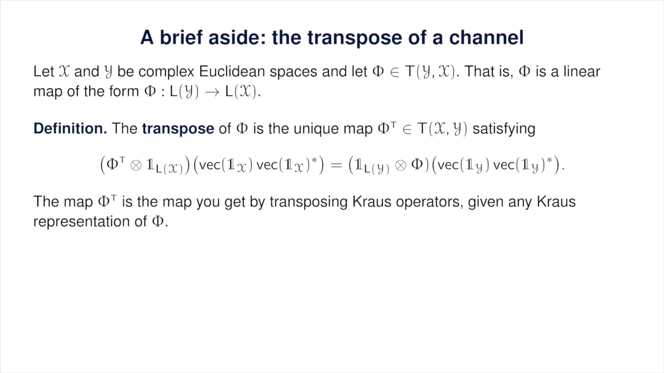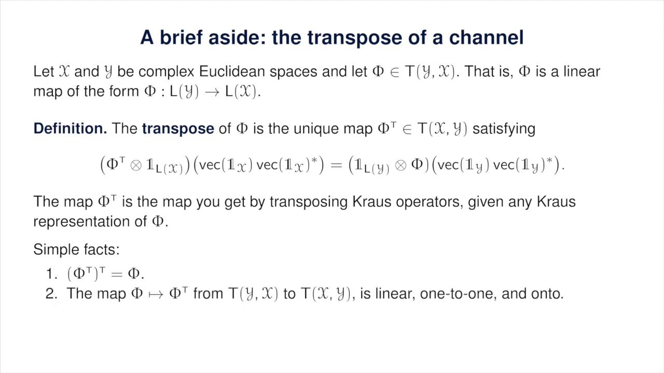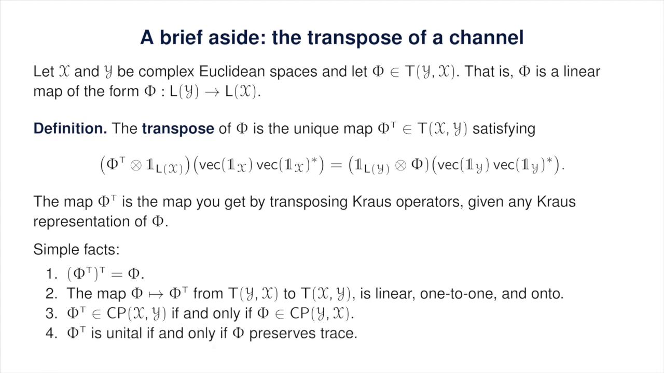Now let's make a short list of simple facts concerning the transpose of a map. First, the transpose of the transpose is, of course, the original map. The mapping you get from this transposition operation is itself a linear map, and it's one-to-one and onto. Next is the fact that transposition preserves complete positivity. And finally, the transpose of phi is unital if and only if phi preserves trace.